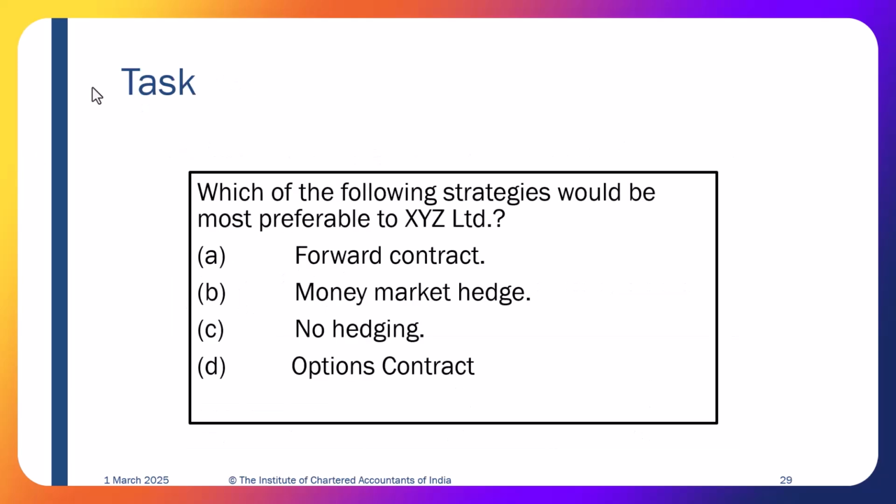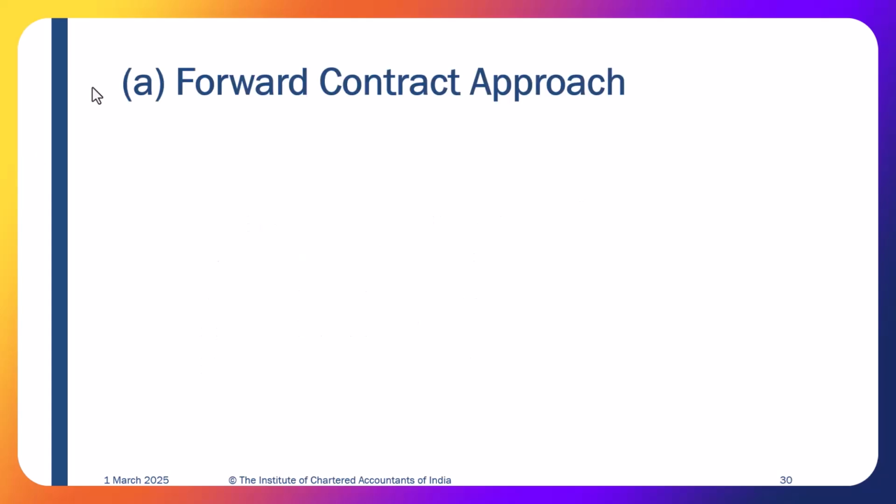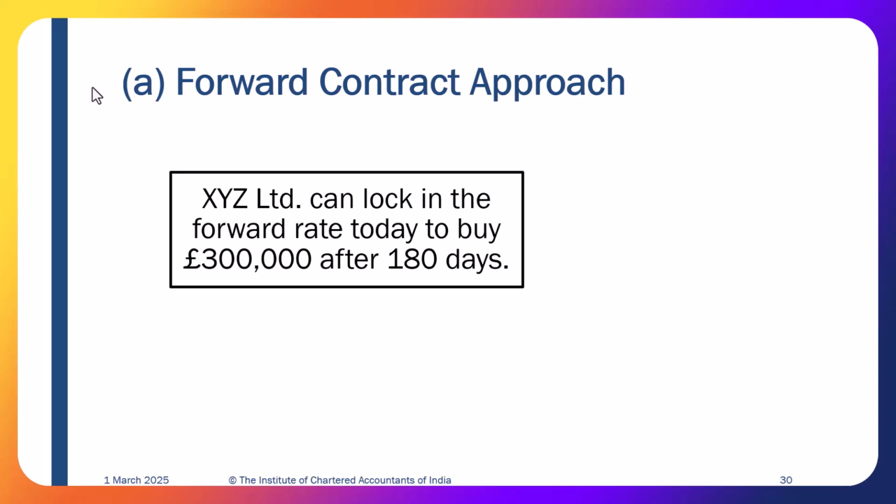Now, what is the task? Which of the following strategies should be most preferable to the company: forward contract, money market, no hedging, or options contract? Now, just follow and understand. I'll just share the slides. Don't worry. The forward contract approach is very simple and straightforward.